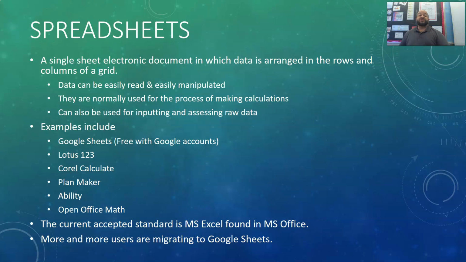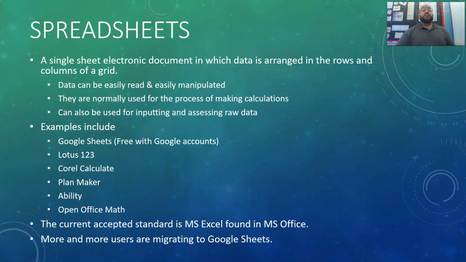Other examples of spreadsheet software include Lotus 123, Corel Calculate, Plan Maker, Ability, and then Open Office Math. Why do they call it math? Because that's what you're doing. You're doing data and math. Now, the current accepted standard is Microsoft Excel, which is vastly more superior and powerful compared to Google Sheets.